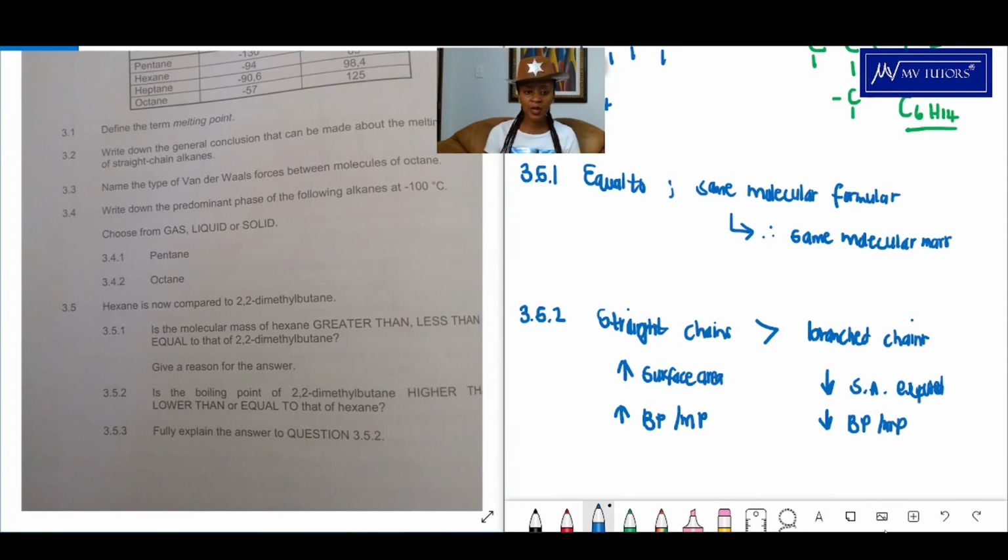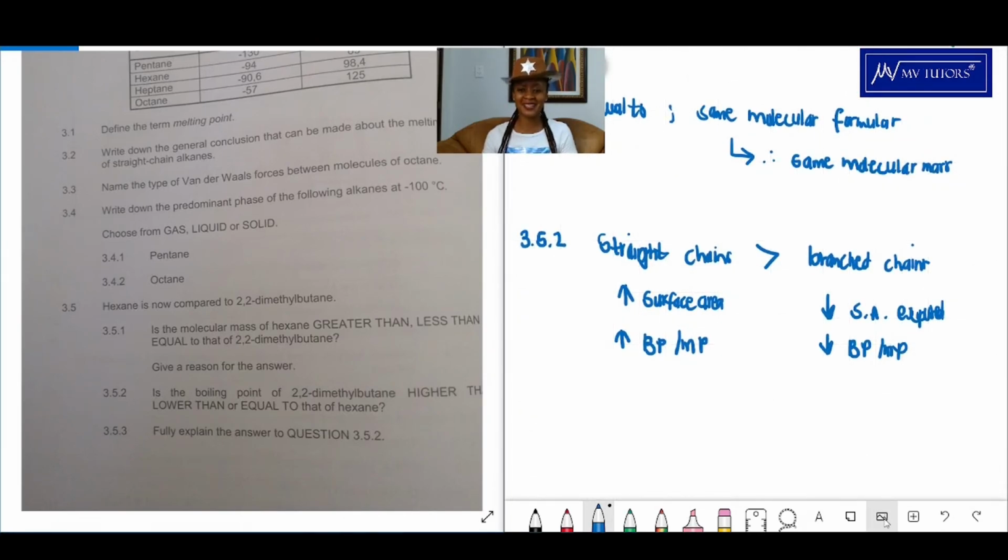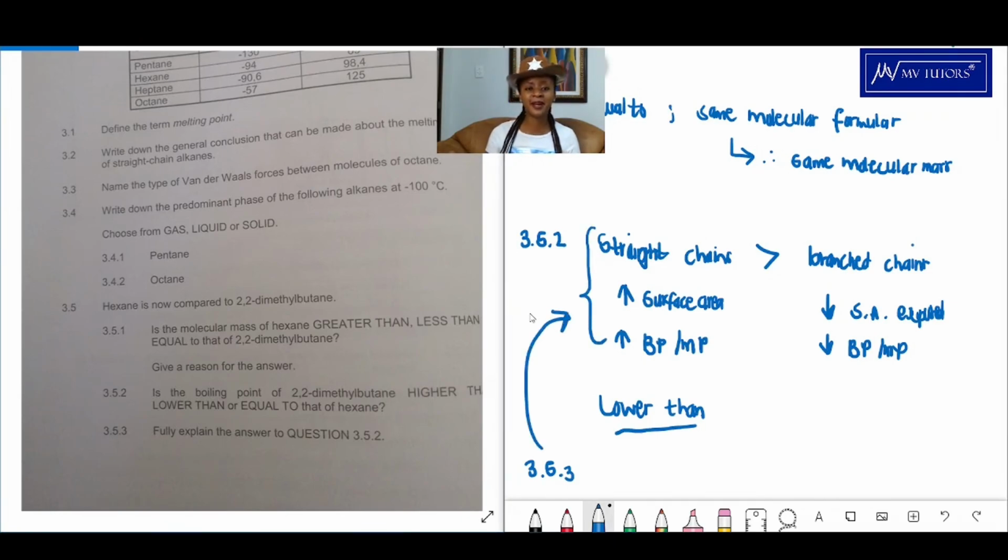So is the boiling point of 2,2 dimethyl butane higher? No, it's definitely going to be lower than. Oh, and we're pretty much done. So it will be lower than. Lower than is your answer. And 3.5.3, this is your explanation. We talked about it.